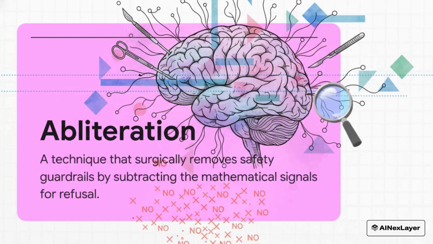Think of obliteration like, well, a surgical procedure for an AI's brain. You see, when companies train these models to refuse harmful requests, they're basically teaching them a mathematical pattern for the word no. Obliteration is a technique that finds those exact mathematical signals inside the AI's network, the ones that are screaming, refuse this request. And then it just cuts them out.